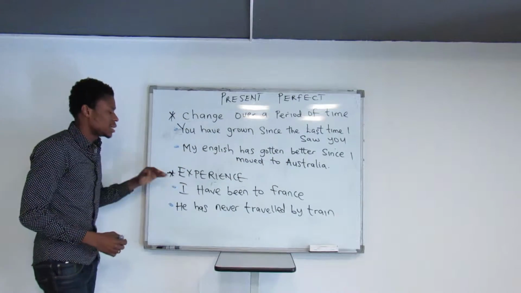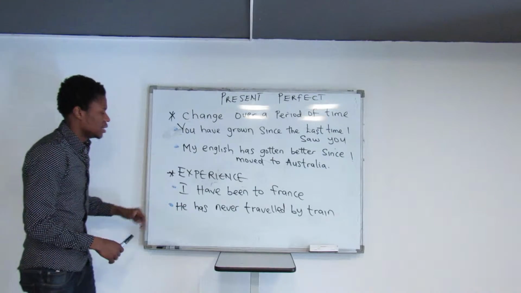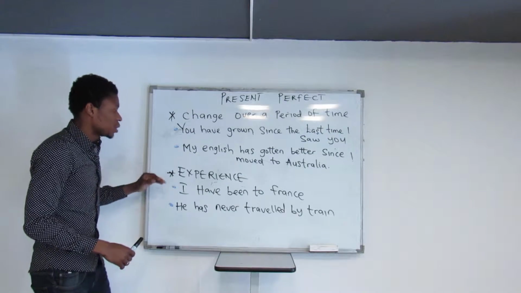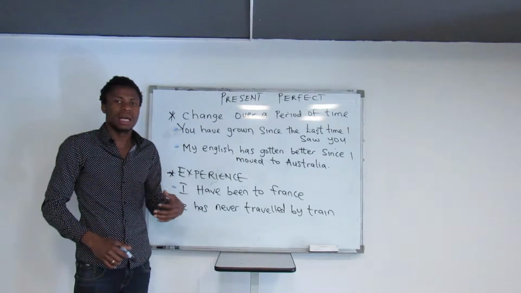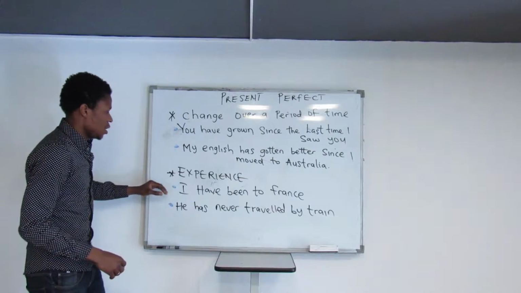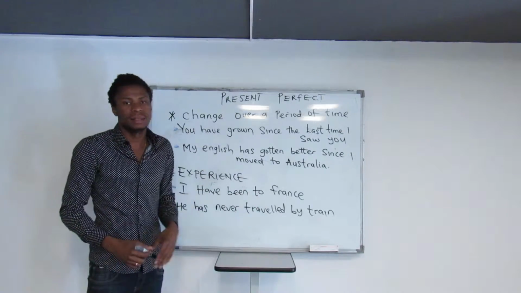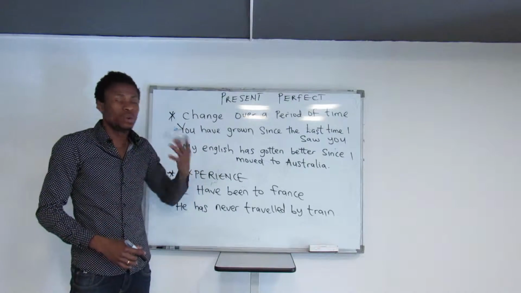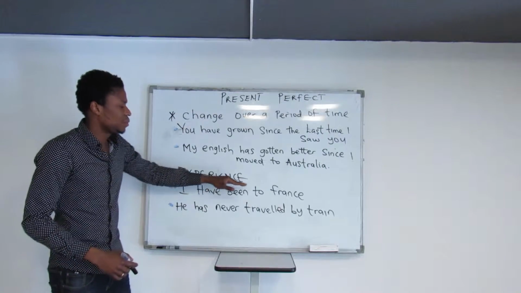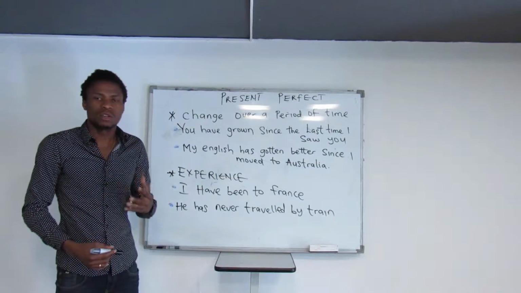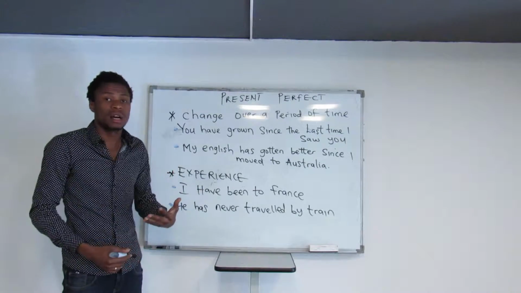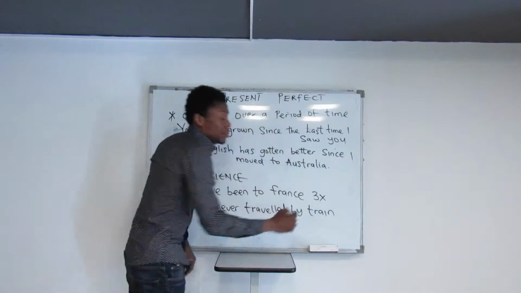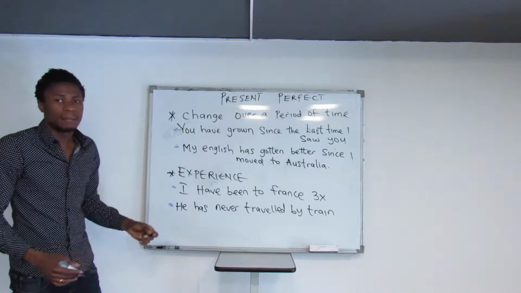Okay, the next way we use present perfect is we use it to talk about experience. When we talk about experience, it's what we have done in our life or what has happened to us in our life. So, for example, I have been to France. It means it's an experience in your life. And you don't want to talk about the time, you just want to talk about what you have done, your experience. And because we don't really talk about the time, you can tell us how many times. So you can just say, I have been to France probably 3 times. It's possible. You can say that.